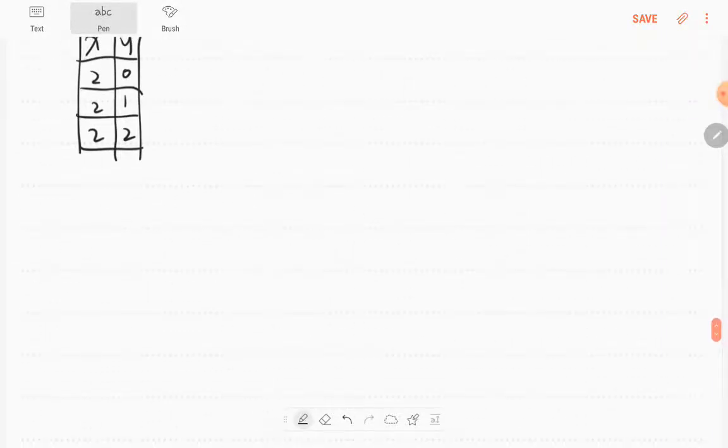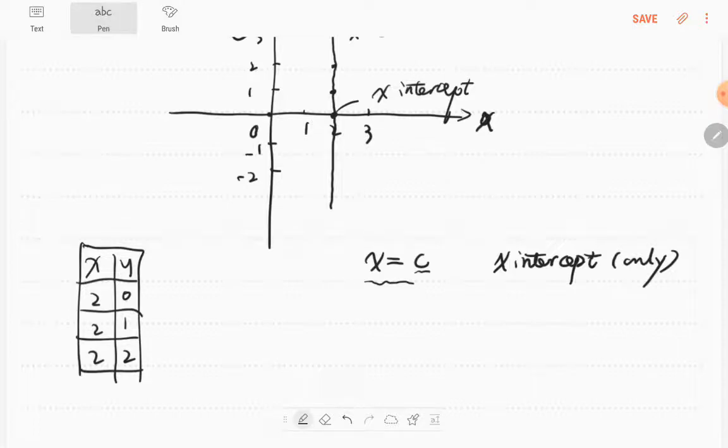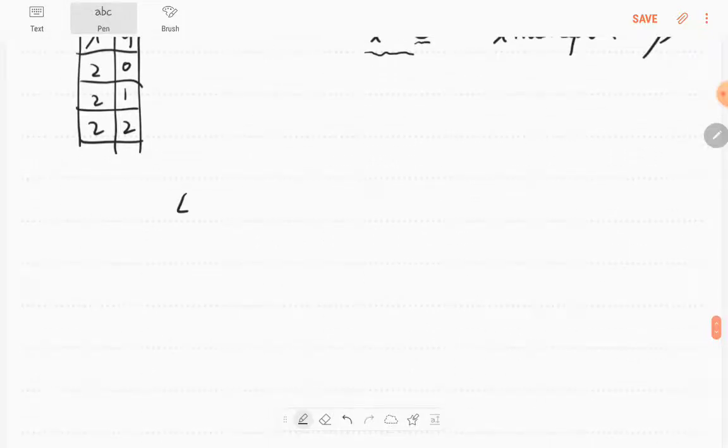For any vertical line, x is equal to a fixed number c. This is the fixed number; c is a real number. Then the graph for this equation is a vertical line. If it's a vertical line, we can only have an x-intercept, which means no y-intercept.